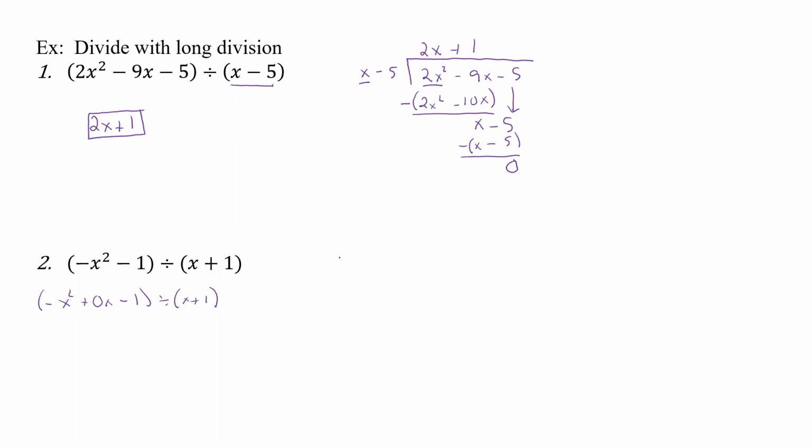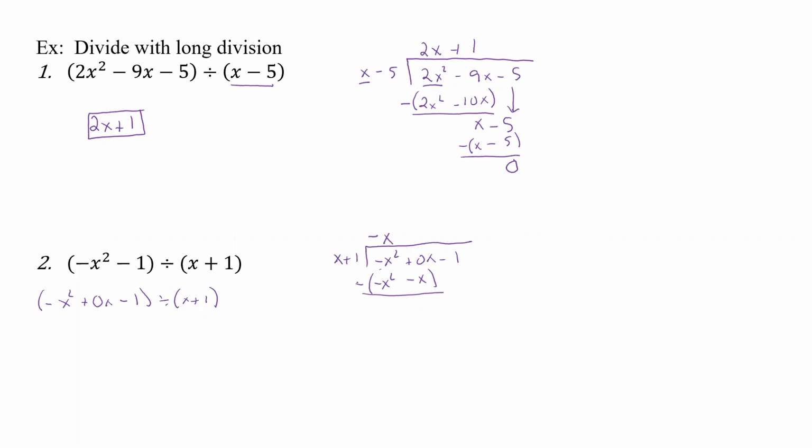And so if we write that out, we have x plus 1 into a negative x squared plus 0x minus 1. Now, what do we have to take x times to get the negative x squared? Well, we have to take it times a negative x. So x times negative x is negative x squared. And 1 times negative x is minus x. And again, we're going to subtract that whole thing. So I put the whole thing in parentheses and the negative out front.